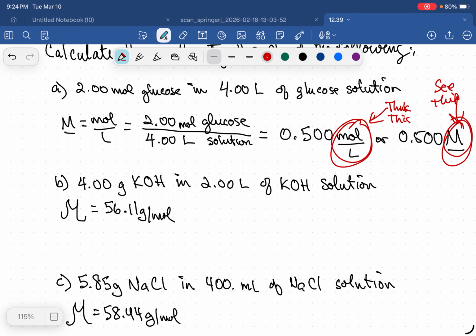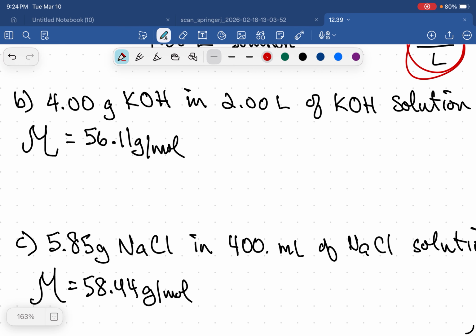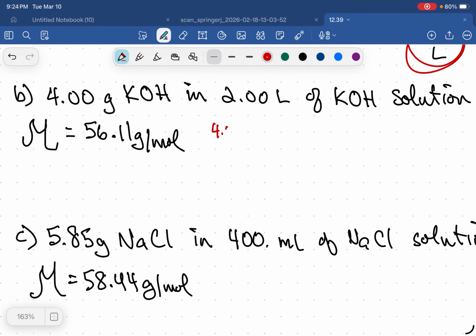Okay? So letter B, we got 4 grams of KOH in 2 liters of KOH solution, which we don't have moles, we have grams. So the first thing we're going to have to do is turn those grams into moles. We're going to need the molar mass for that, which I've already calculated to be 56.11 grams per mole. So I'm going to take my 4 grams of KOH times 1 mole KOH is 56.11 grams of KOH.